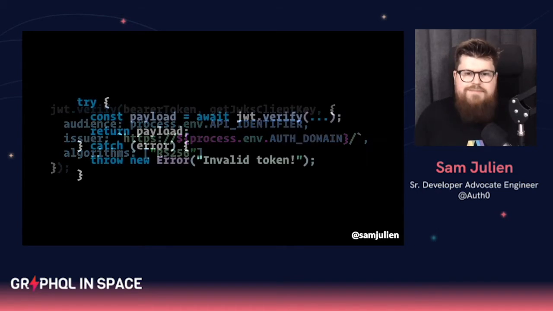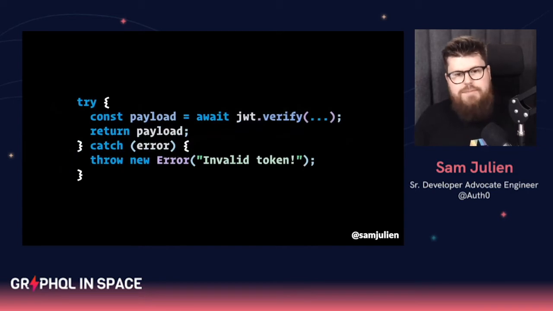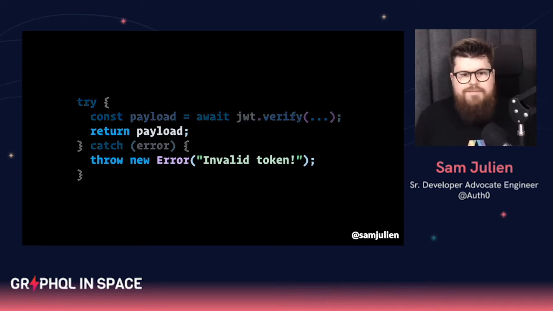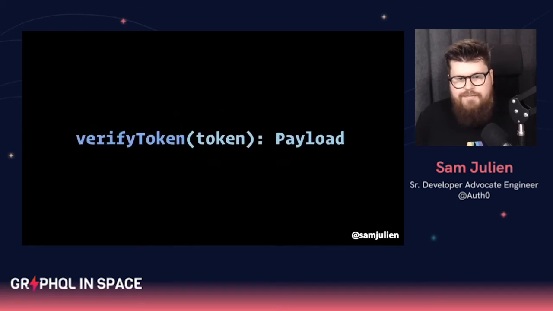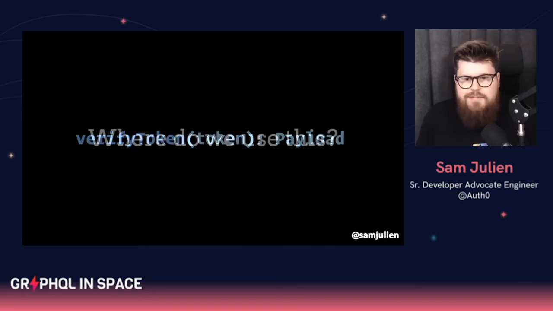Once we do that, we're either going to get back the payload or we're going to get an error. So we're going to wrap that in a try catch, and we're going to look for the payload. If we get the payload, we'll return it. If not, we'll go ahead and throw an error. So now we have our verifyToken function that takes in the token and returns our payload.